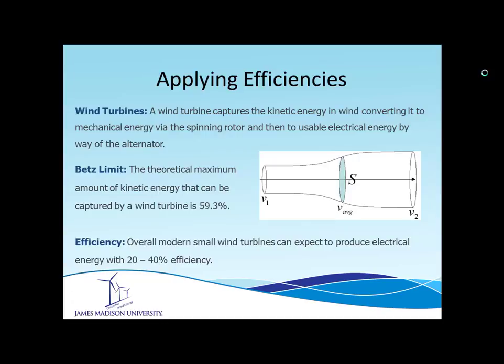So we can assume that their maximum efficiency, the blades, but that's not always going to be true. And then we can make an assumption in terms of the actual efficiency. So overall, these small wind turbines can expect to produce electrical energy with about 20 to 40% efficiency, from the energy that we captured with the blades to the energy that eventually gets created into electricity. There's losses, so 20 to 30% efficiency. So once we apply all those efficiencies, then we might be able to get an accurate reading of how many watts you could actually get from that wind turbine in that wind regime.